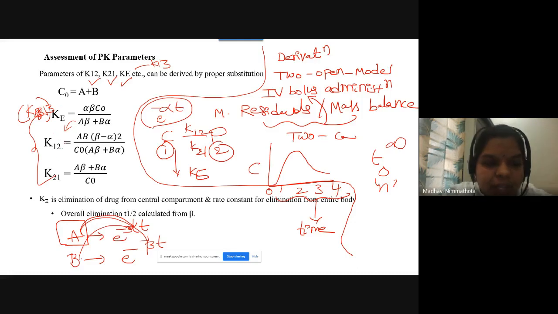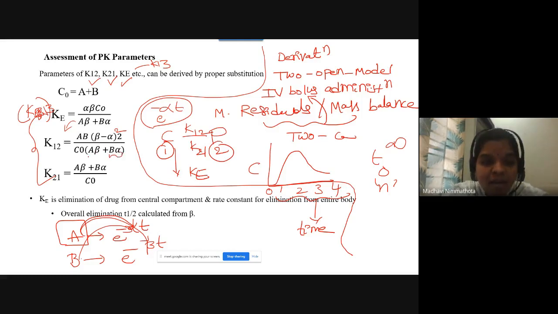Then the next parameter is K12. Here our drug is distributed from central to the peripheral. A, B, within the brackets, B minus alpha. Okay, so beta minus alpha. Beta is nothing but B minus A, whole square. This is whole square: B minus alpha whole square, divided by C0 into A beta plus B alpha.